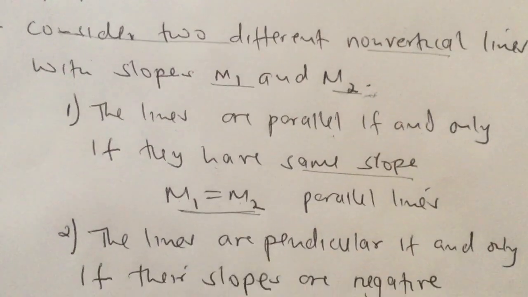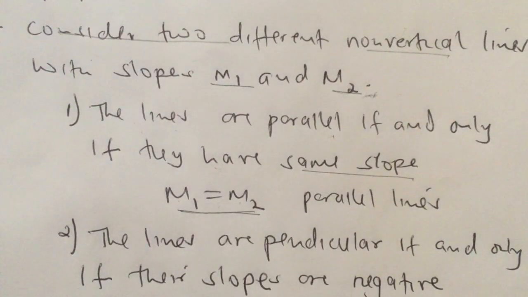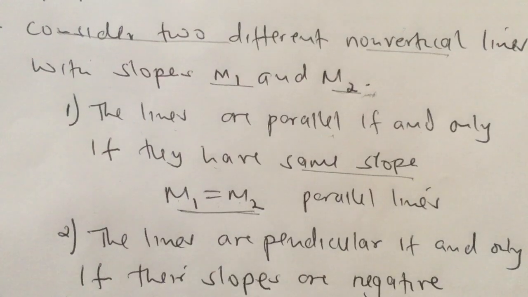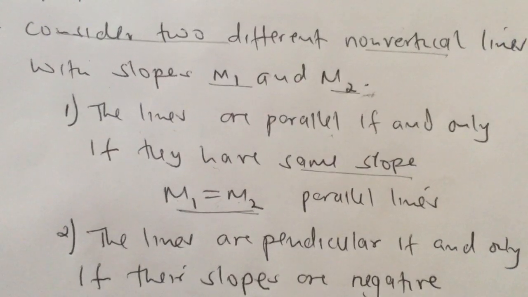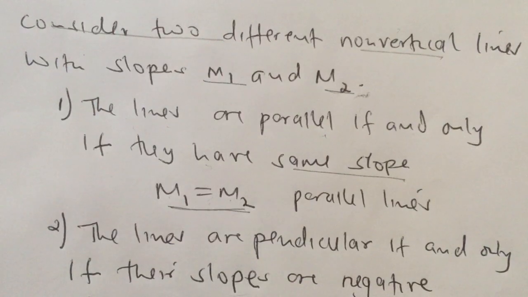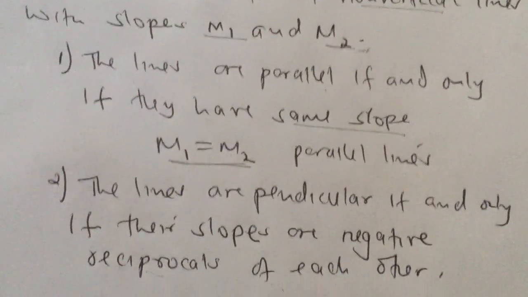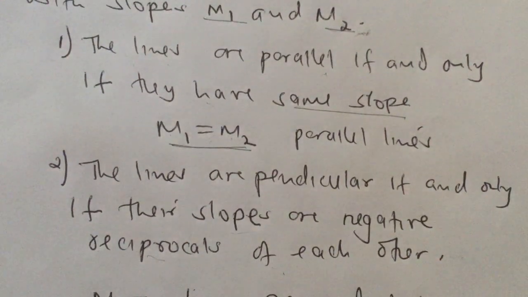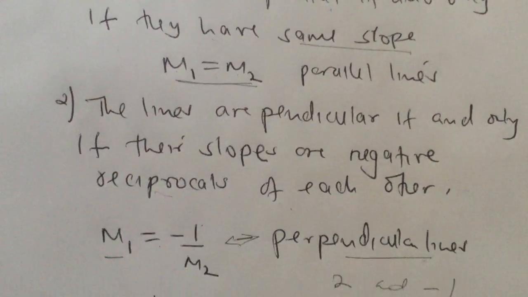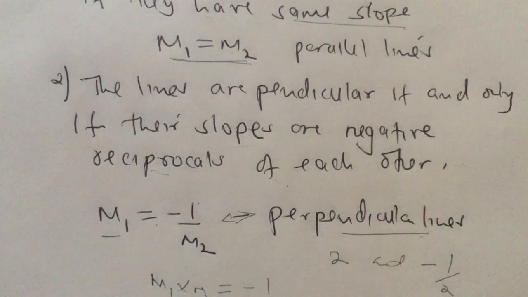Then number two, the lines are perpendicular if and only if their slopes are negative reciprocals of each other. For example, you make a calculation and you find maybe one line has a gradient of 2 and the other one is negative a half. So if, by comparison of their gradients, one is the negative reciprocal of the second one, then such two lines are perpendicular to each other. In other words, if you multiply their gradients, you should be able to get -1.